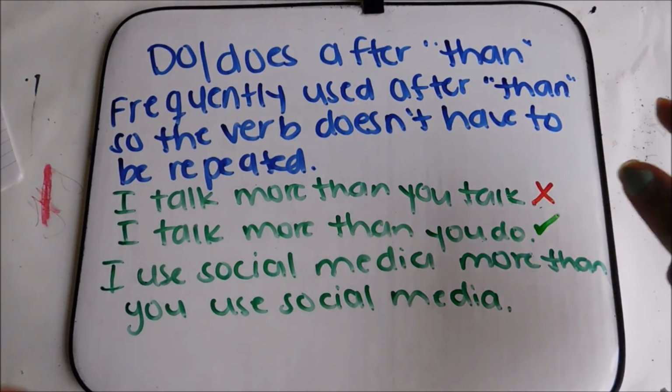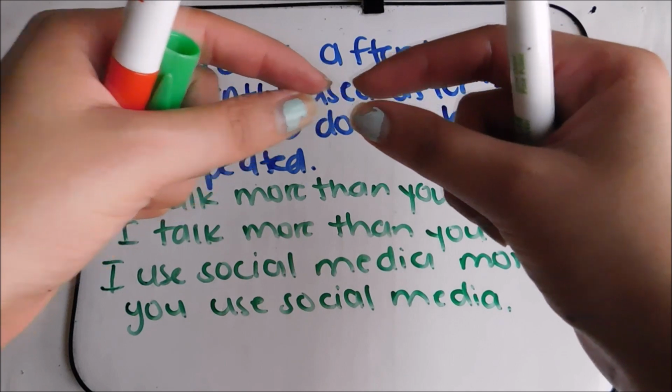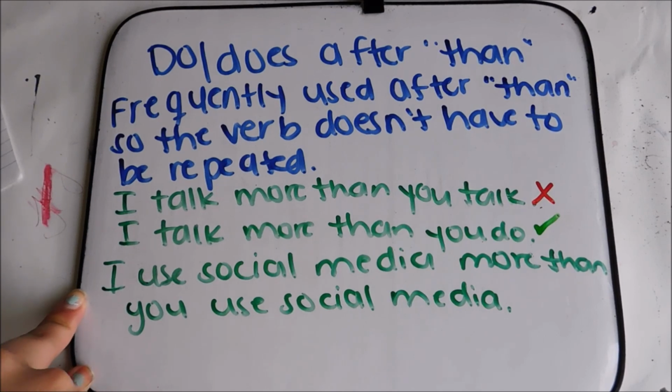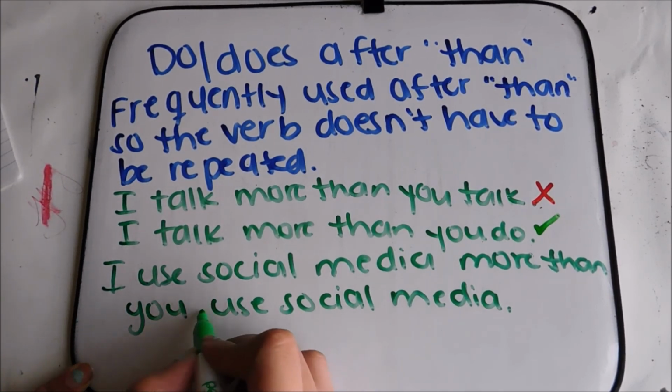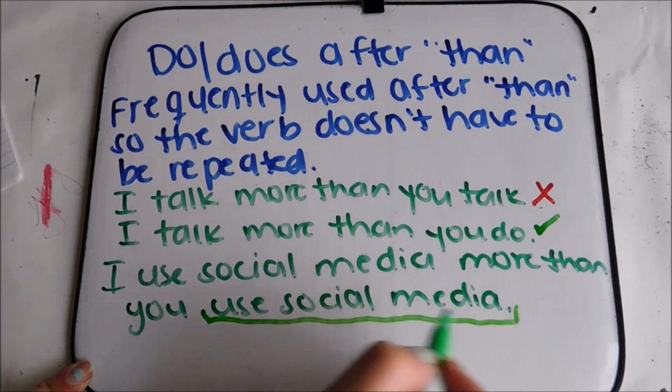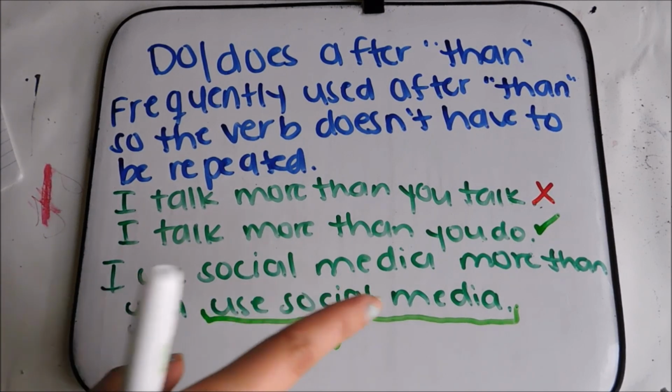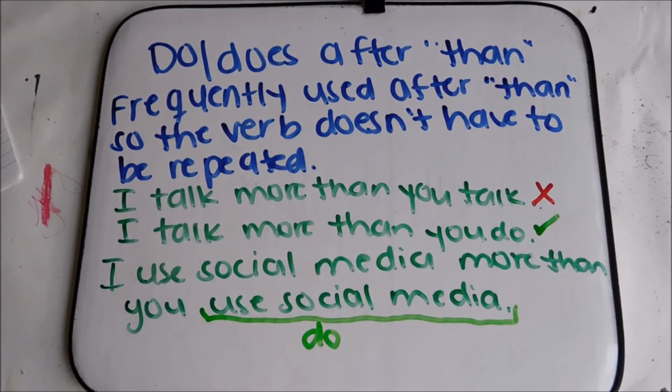That one is a short word, but sometimes we need to replace a long phrase with do or does. For example, I use social media more than you use social media. Here we have this long phrase that we can replace with do. I use social media more than you do. That way it's shorter and it's not repetitive.